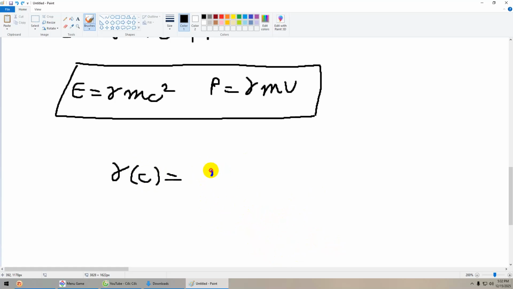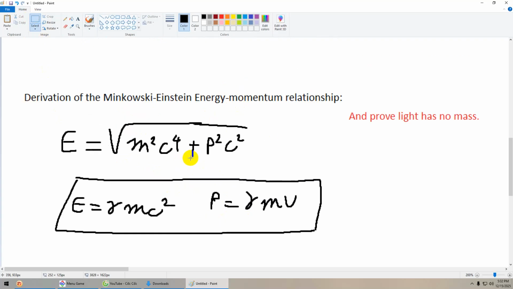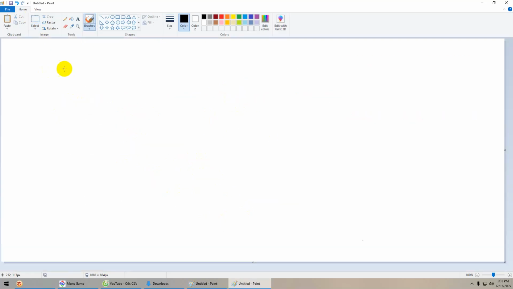So either this thing rolls up to positive infinity, and we know that infinity doesn't make sense here. So both of these equations do not work for light. So before we prove it, we have to have a concept of the four-velocity vector.